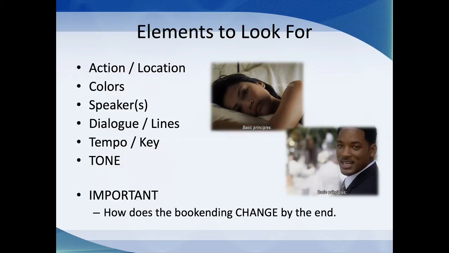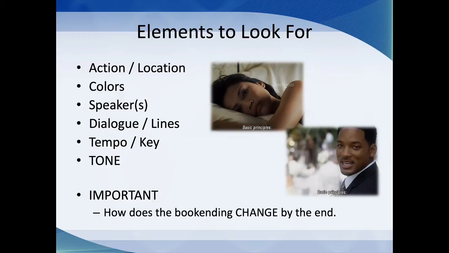Look at who's speaking. Oftentimes, it's the same character twice. At the beginning, the character is saying something that doesn't make any sense to us because we don't understand the story. But by the end, that bookending comes back and the same speaker is saying those lines again, and now we understand why they were so wise. We can also look at the exact lines that the character is saying before and later.